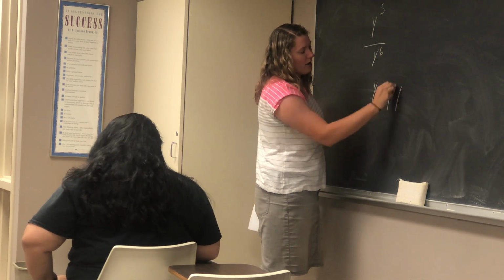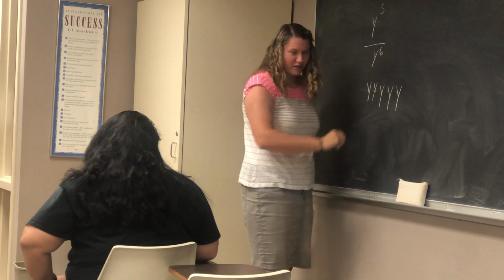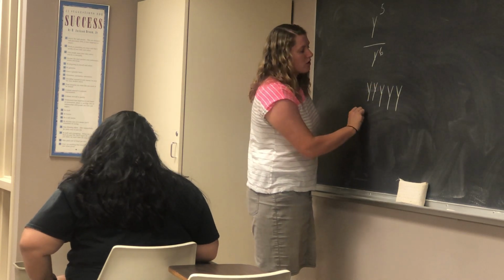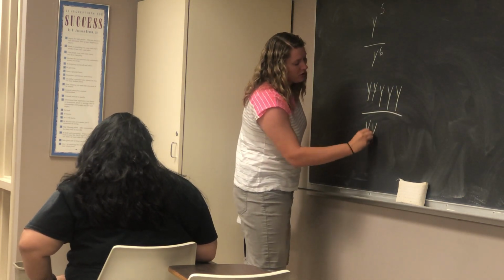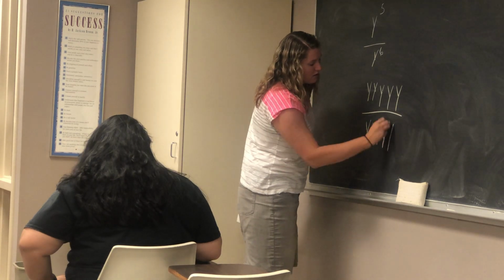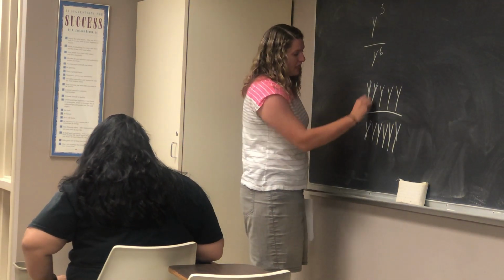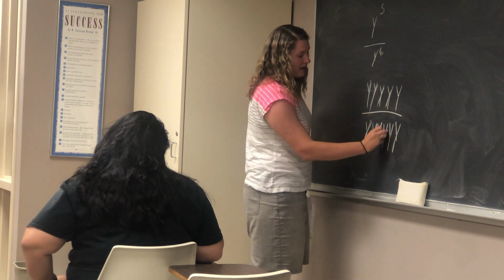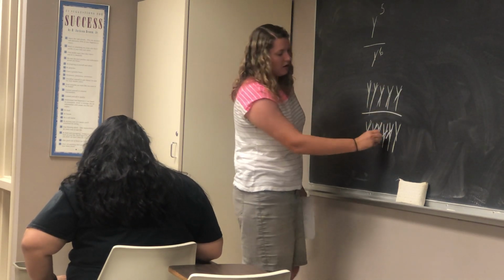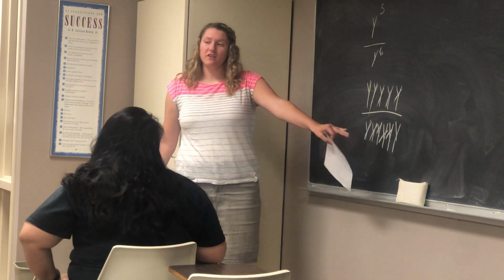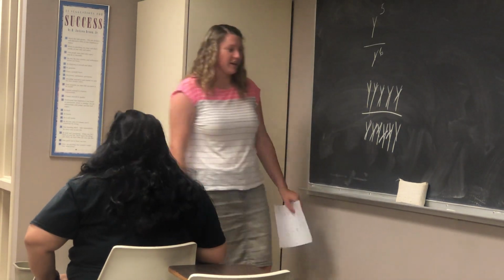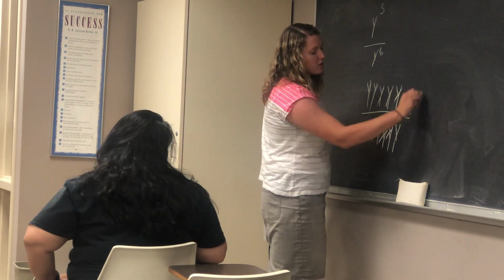We're going to have 5 y's, and my y's just keep getting bigger as I go down. 1, 2, 3, 4, 5, and let's go ahead. 1, 2, 3, 4, 5, 6. And go ahead and cancel them on your papers with me. Does everybody have 1 left over in their denominator? I see lots of heads shaking. Yes, they do. So we're going to write that.